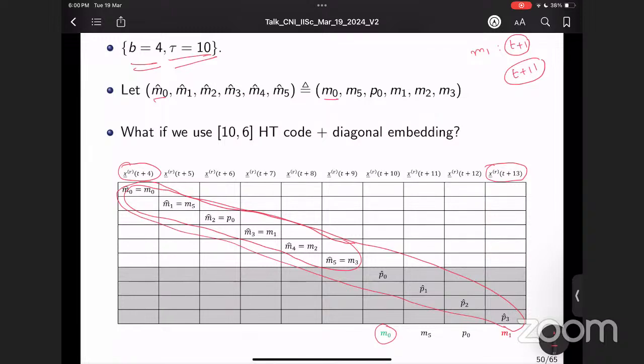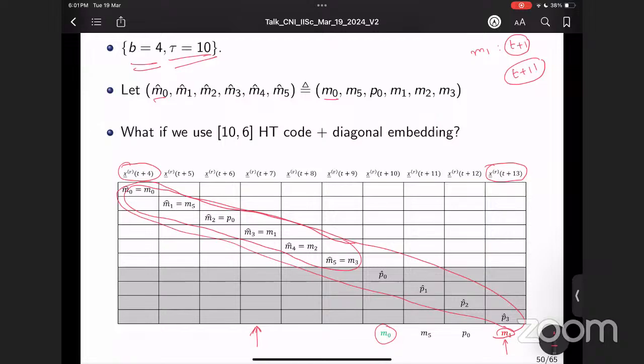But unfortunately, that will not work here, because M1 is in fact M3 cap. So M1 is coming only here at time t+7. If you go by the HT code, it guarantees that I can recover M3 cap only at time t+13, because t+7+6 is here. But that may be too late for M1, because I need to recover M1 by t+11, but I am recovering it only at t+13. So the vanilla 10.6 HT code is not going to work. Clearly, we need to do something else.